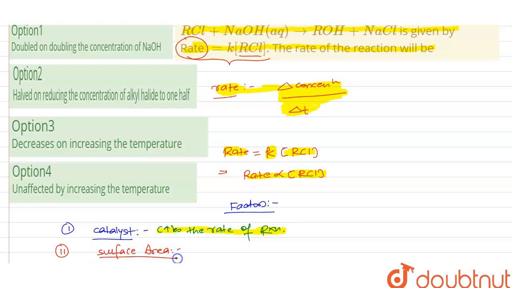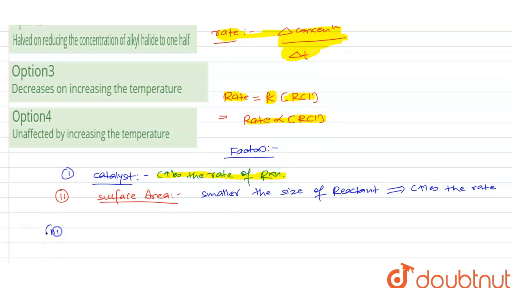Now second is the surface area, that is smaller the size of the reactant, that is larger the surface area of reactant, it increases the rate of reaction. Now the third is pressure. Suppose if the reactants are the gases, then if pressure increases, then its rate will also be increased.